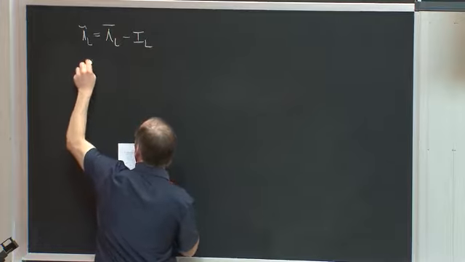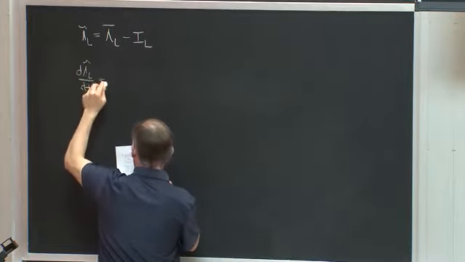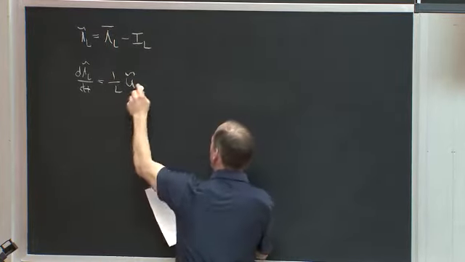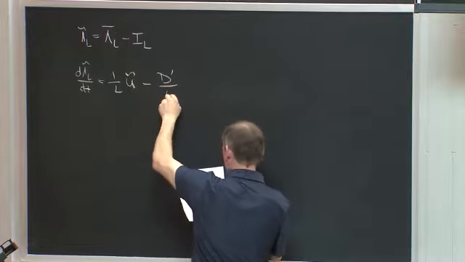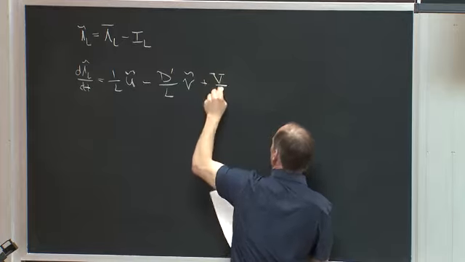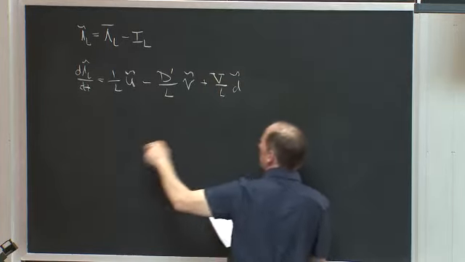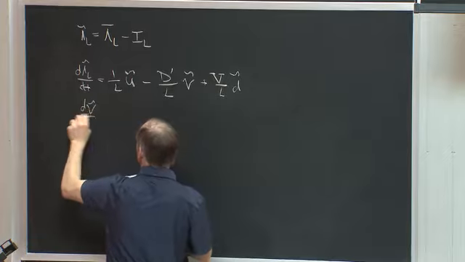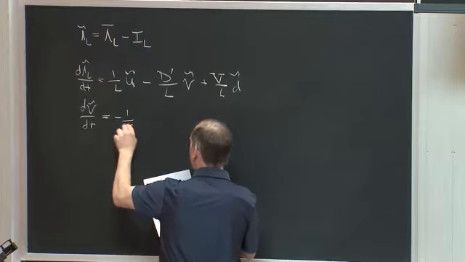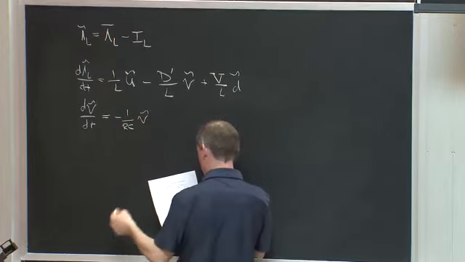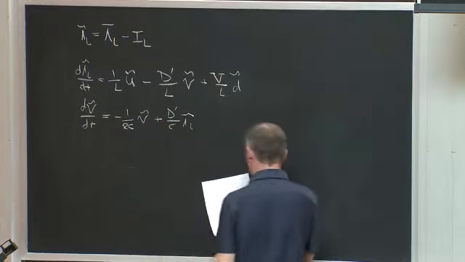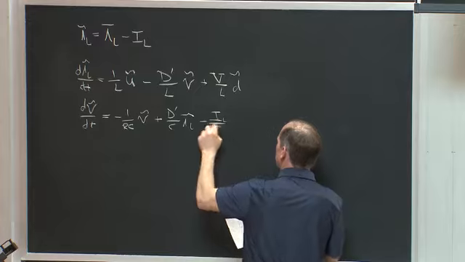I'm going to get dIL tilde dt is equal to 1 over L U tilde minus d prime over L V tilde plus V over L d tilde, okay, and dV tilde dt is equal to minus 1 over RC V tilde plus d prime over C IL tilde minus IL over C d tilde.